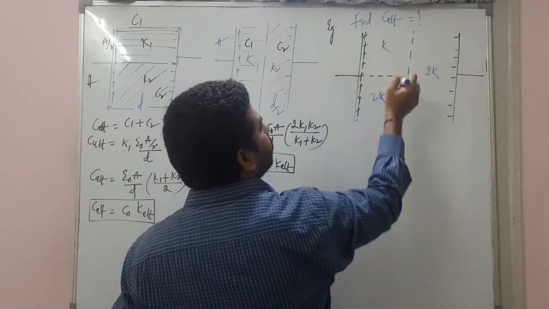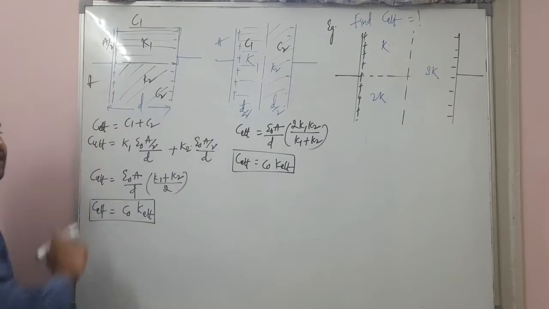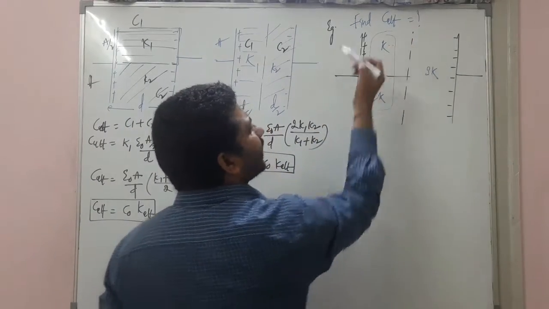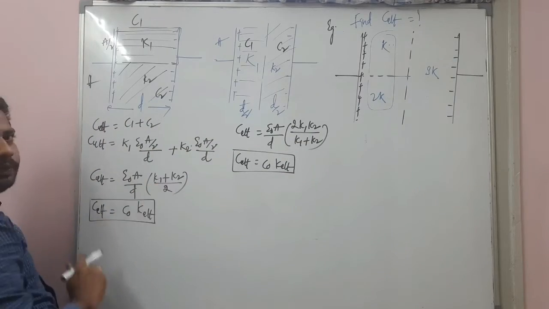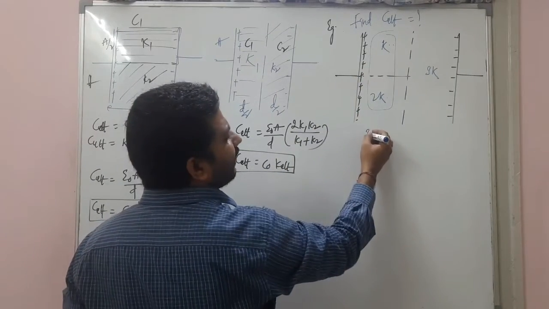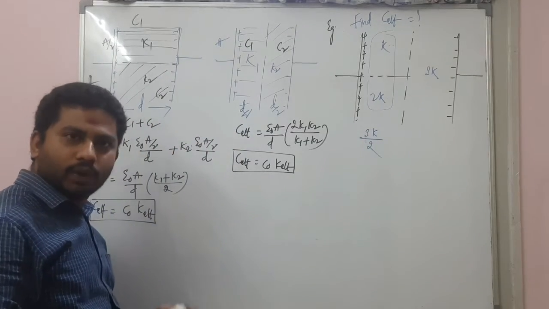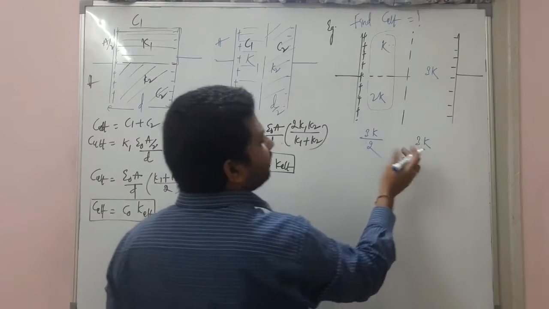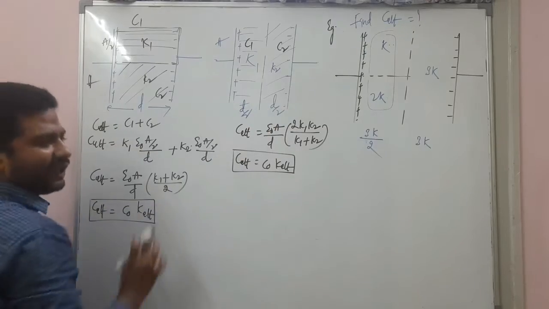These two are like a parallel combination, similar to the first case. The effective K value you get from (K1 plus K2) by 2. What is the effective K value? 3K by 2 you will get from here. Now, this is 3K already. This 3K by 2 and 3K is similar to this case.